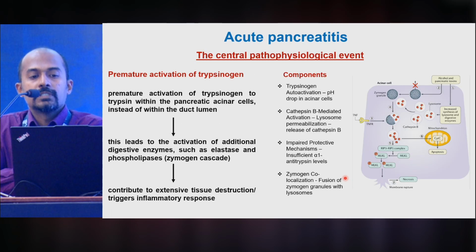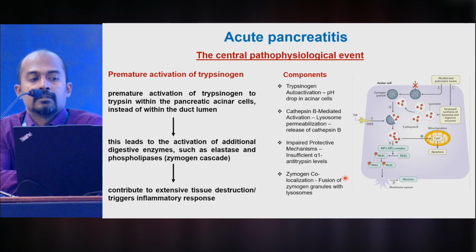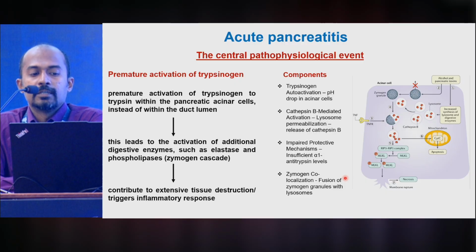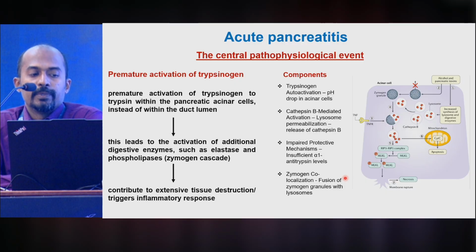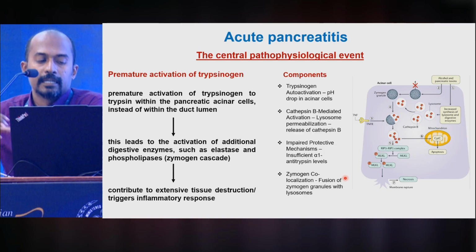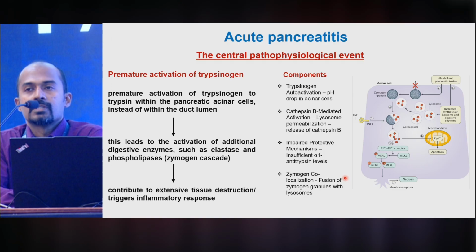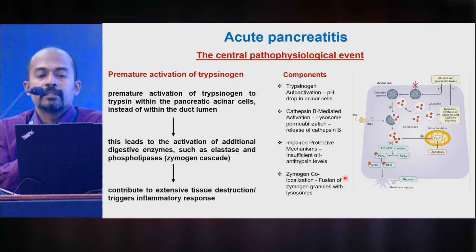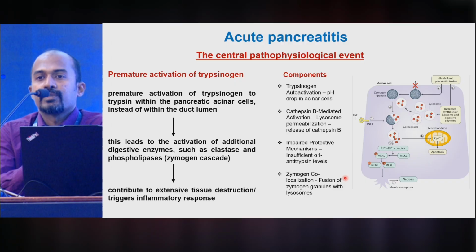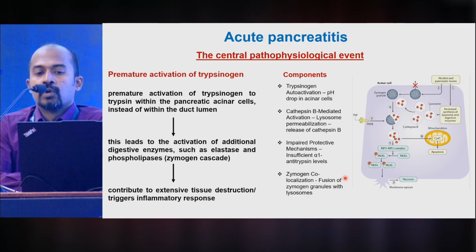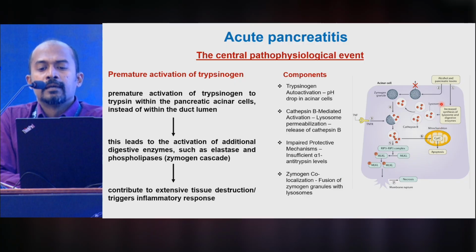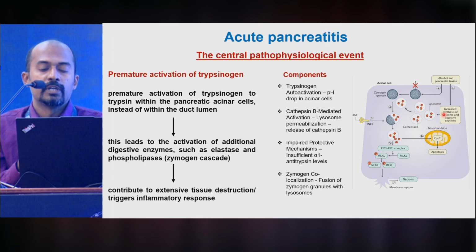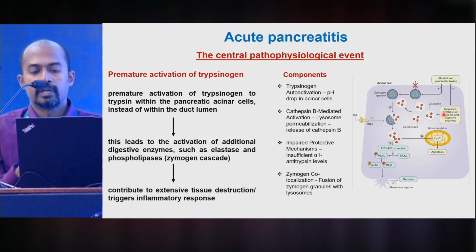When you look at the pathophysiological events, foremost is premature activation of trypsinogen to trypsin in the pancreatic acinar cells rather than the duct lumen. That leads to activation of the zymogen cascade, including elastase and phospholipases, which contributes to necrotic tissue that attracts the inflammasome towards it. The components could be either trypsinogen autoactivation or cathepsin B mediated activation, which the previous speakers focused on. The molecular mechanism is the toxins increasing lysosome production, and they fuse with the zymogens and then release cathepsin and mediate apoptosis or necrotic pathways.